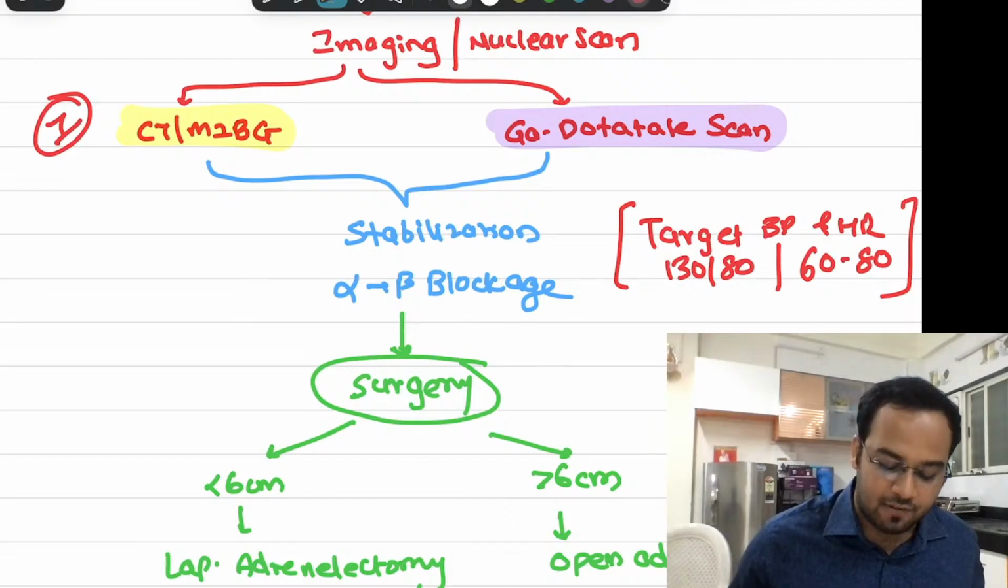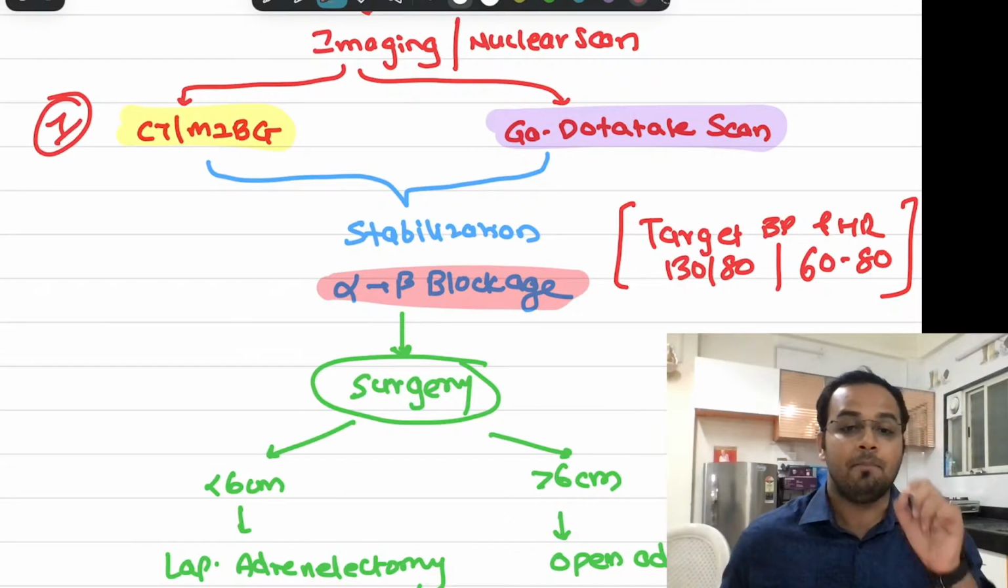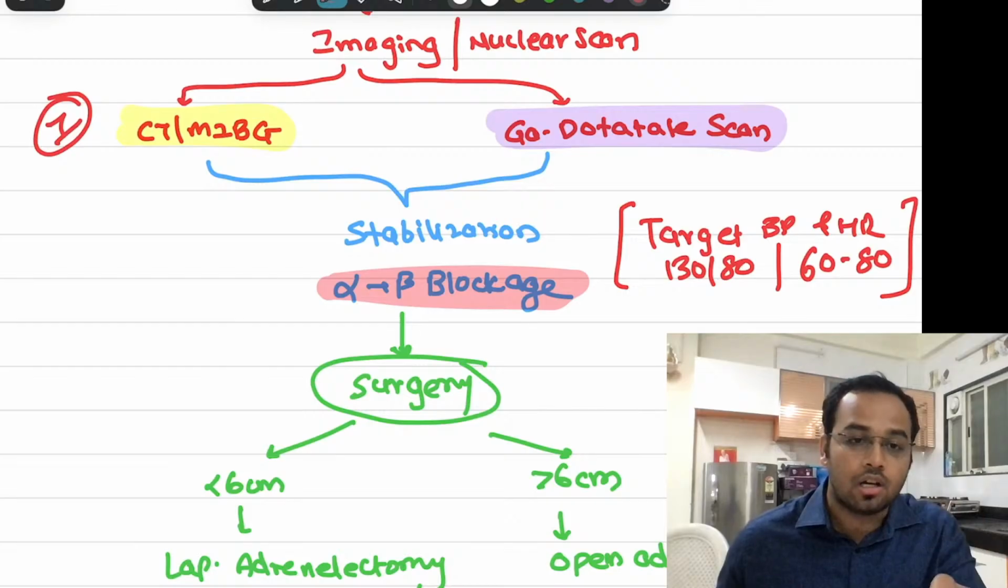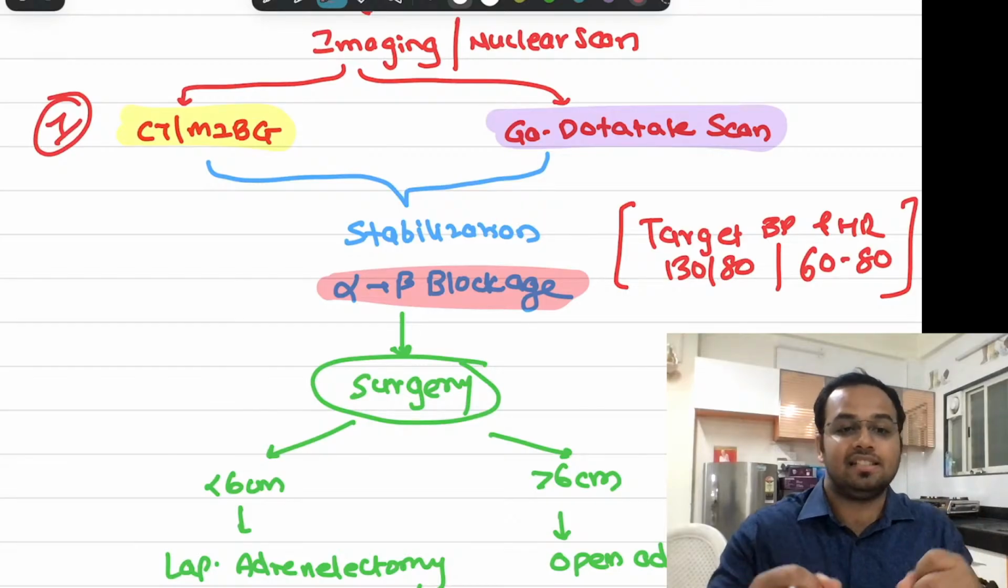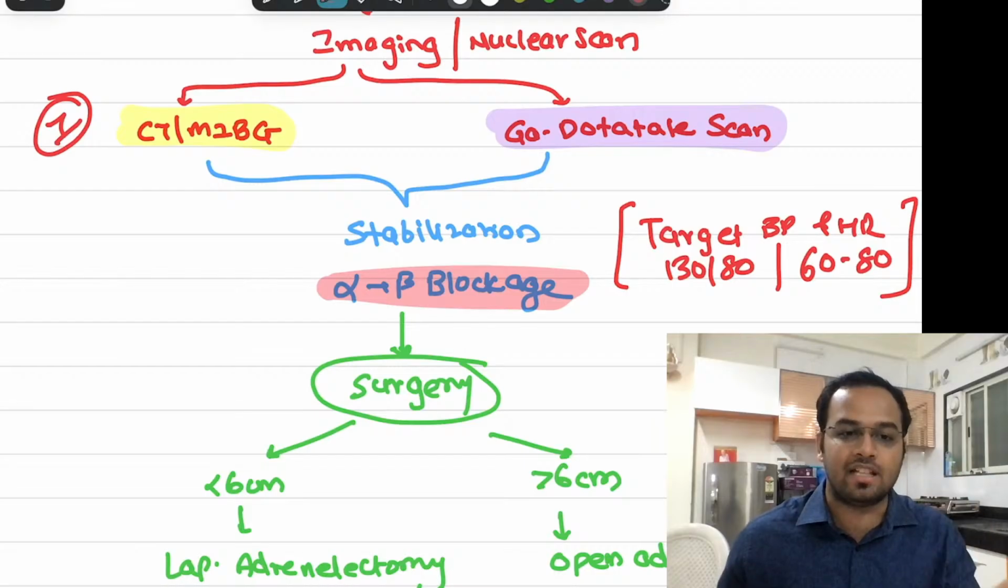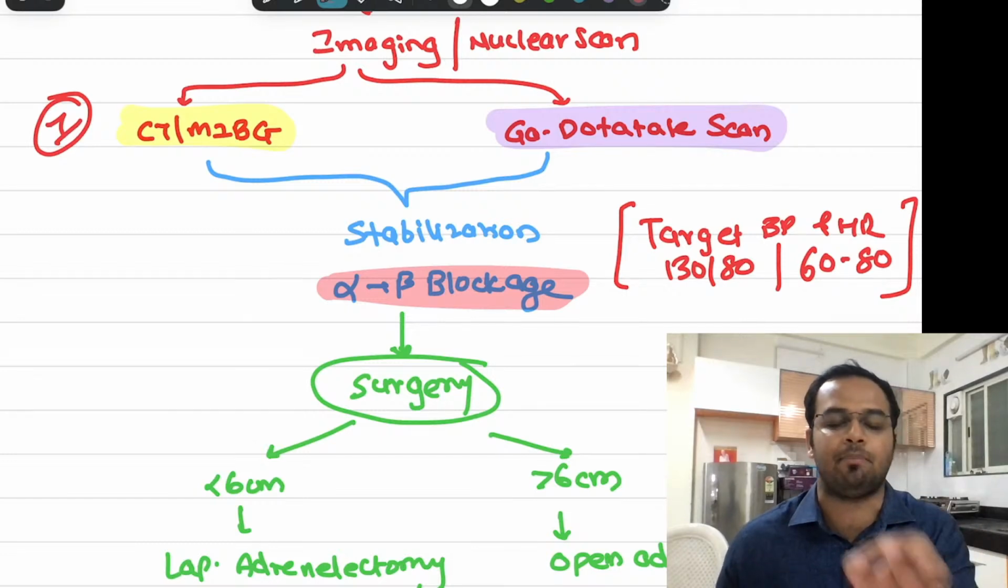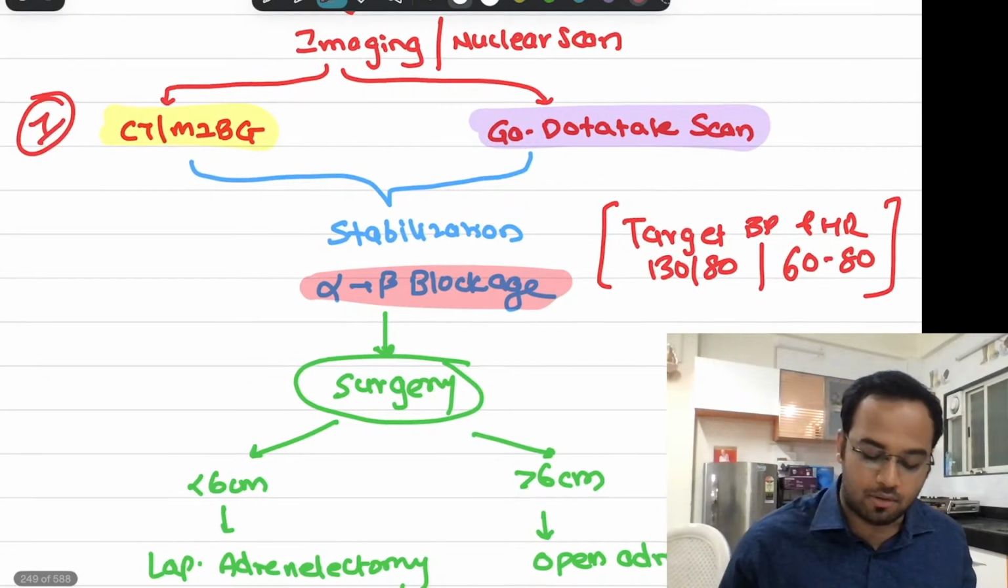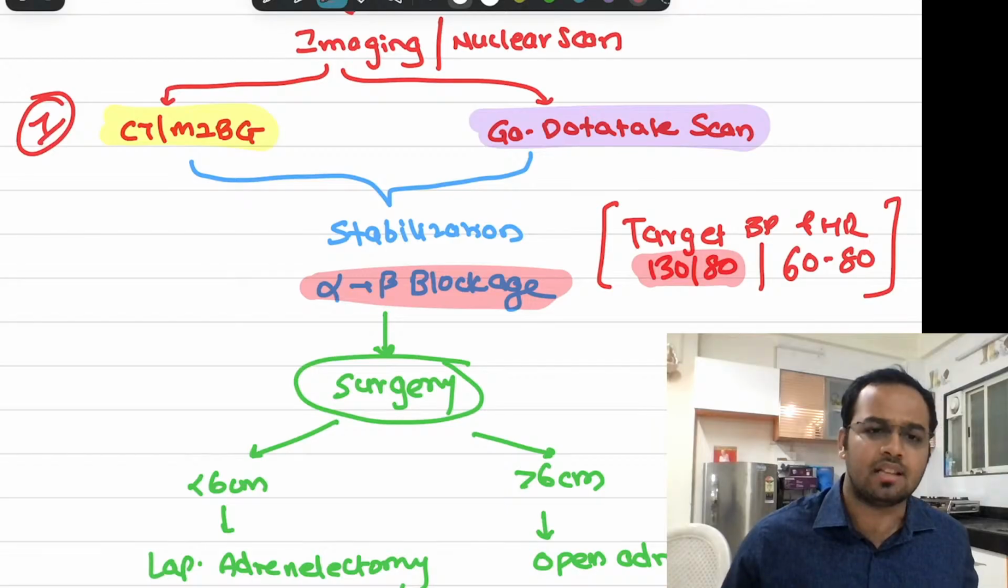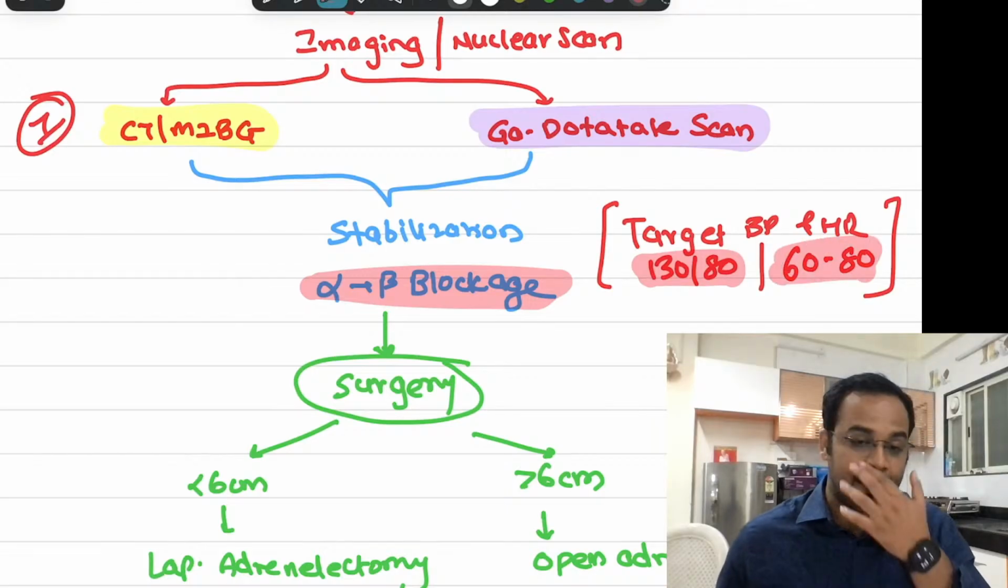Always remember alpha blockage followed by beta blockage, because we know that beta 2 causes vasodilation. So if you block beta first, naturally what will happen? Suddenly the patient's vasodilation also stops, so there will be a hypertensive crisis. So always alpha blockage first. Which alpha blocker do we use? We used phenoxybenzamine. Start with a 10 mg tablet, step up to 40 mg. What should the target BP be? Target BP should be 130/80 and heart rate should be around 60 to 80.